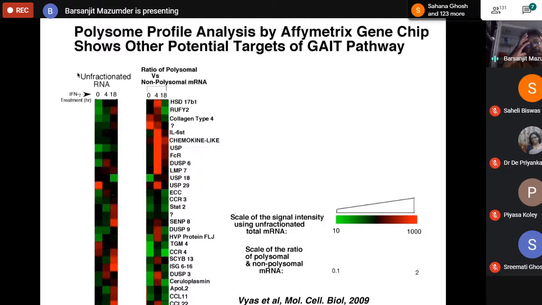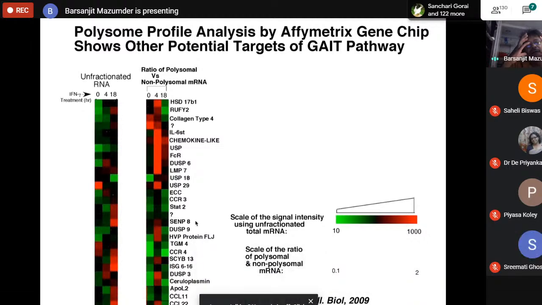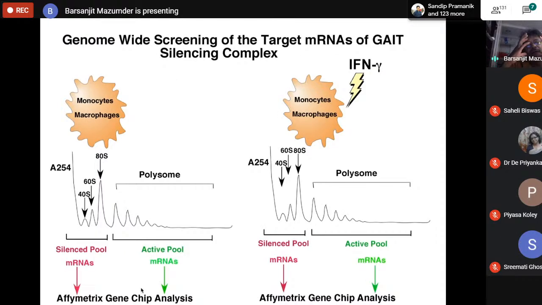For the unfractionated mRNA, meaning non-resolved mRNA, we can see that interferon gamma treatment causes, and this is actually a partial list at that time, genes to be induced. See, red means most of the genes are induced. However, if you measure the ratio of polysomal versus non-polysomal mRNA for the same genes induced in response to interferon gamma, that is a quantitative measure of the translatability of a particular messenger RNA.